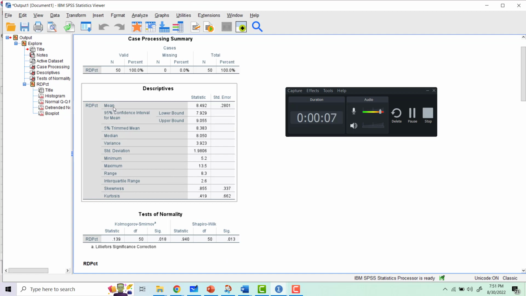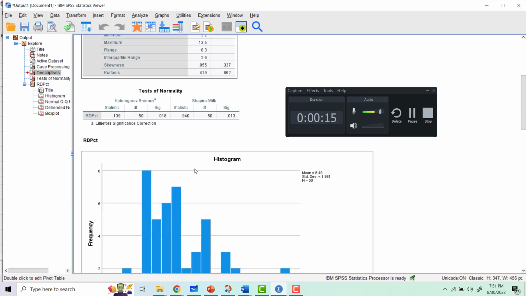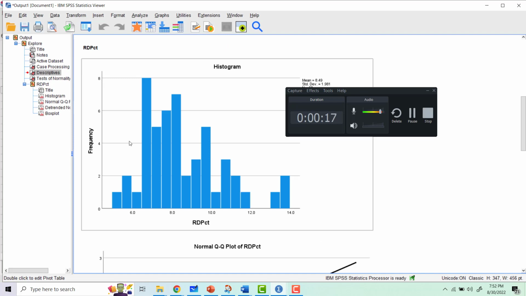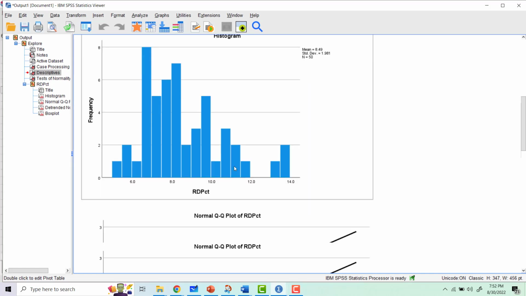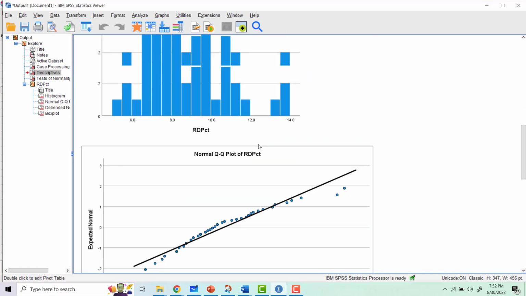And you can see here on this data, the mean is greater than the median. The mean is 8.5 and the median is 8. And you can kind of see why, it's just not quite normal. There's this little cluster of companies up here that have a much higher research and development percentage. So not extreme, not like the income, but this is positively skewed.